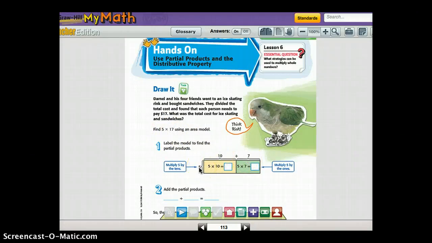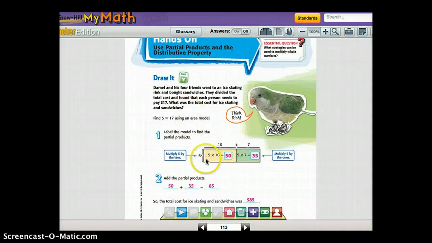And then you know that you take this 5 times the 10, so in the box you can write 5 times 10 equals, and the product, and then 5 times 7, so you can write that in the box, and then the product. And then that gives you our partial products. So then you have to add those together. So I'll fill these in. Okay, so 5 times 10 is 50, 5 times 7 is 35, so now we have to add these two together to get our answer of our product of 5 times 17. So 50 plus 35 equals 85. So our product is 85. 5 times 17 is 85.